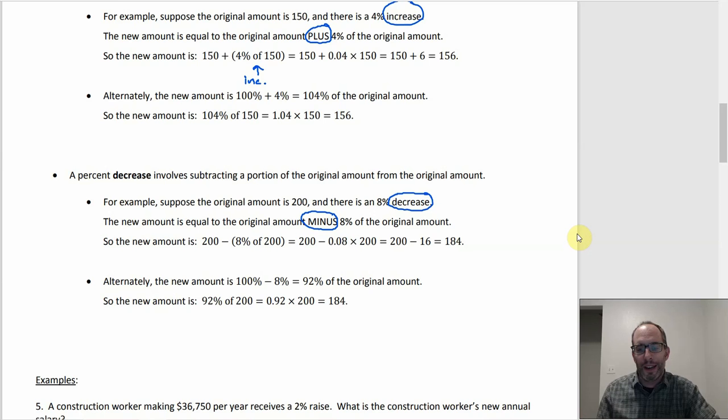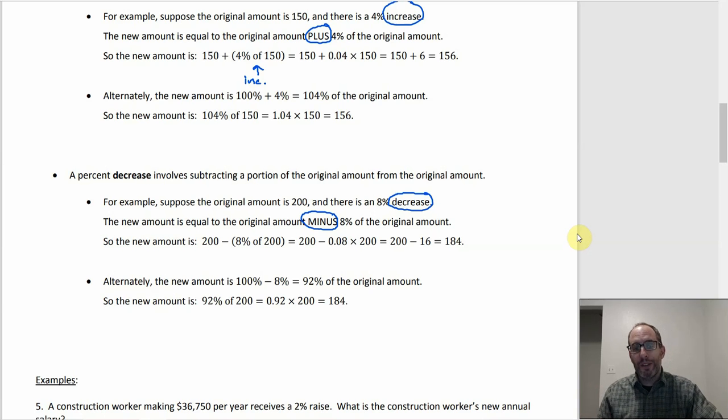So again, I kind of did a carbon copy of what's up above. I converted the 8% into decimal form and said, all right, that's 0.08. And then multiply by 200, you get 16. So the original amount of 200 minus 16 would give you 184.